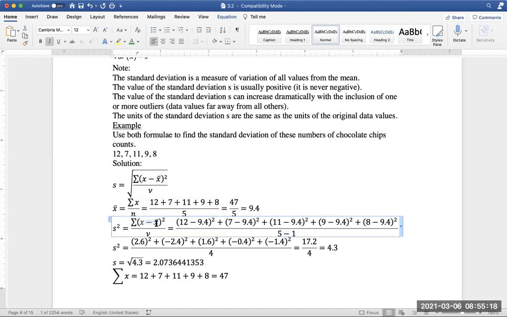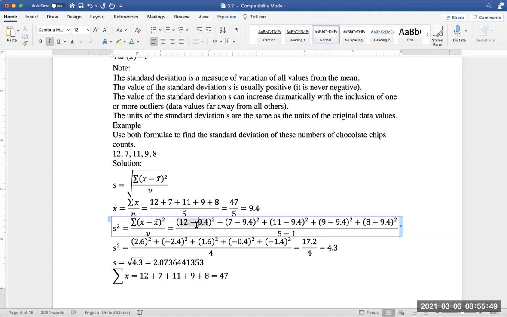Now I want to figure out the sum of (x minus x bar) squared. Well, x bar is 9.4, so I'm going to take each of these data values, subtract 9.4 from them, square them, and add them up. So 12 minus 9.4 squared, plus 7 minus 9.4 squared, plus 11 minus 9.4 squared, plus 9 minus 9.4 squared, plus 8 minus 9.4 squared.